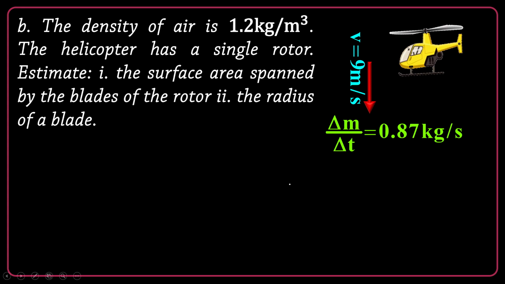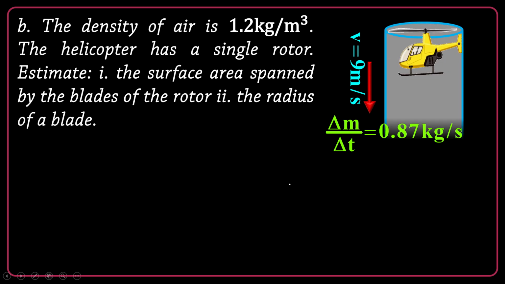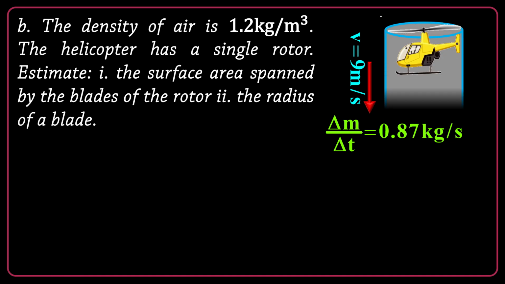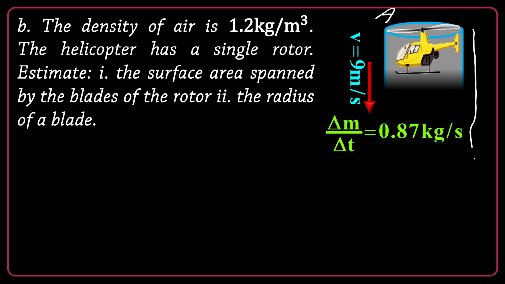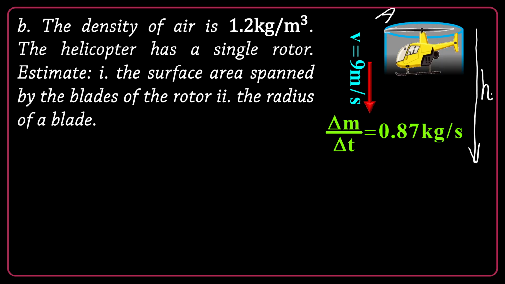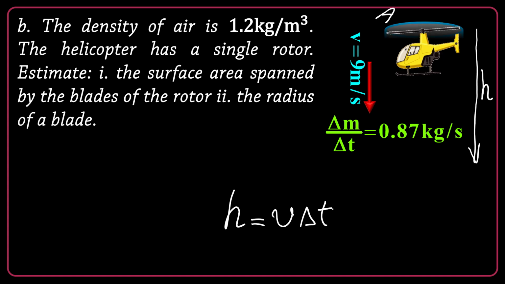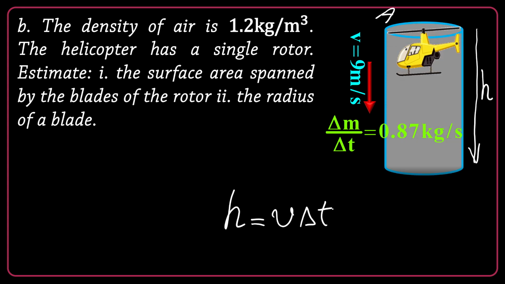Have a 3D imagination. Here the helicopter is pushing the air downward using its blades. So it will make almost a cylindrical shape in the air. This cylindrical shape has an area of air at the top. You are looking for that. And let's say at the time of delta t, it will push the air for a distance of h. So h is the distance traveled by the air at the time of delta t. H could be v delta t. Agree? V delta t, because the air is supposed to have a constant speed of 9 meters per second. So it's v delta t.